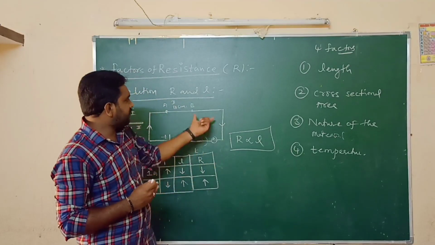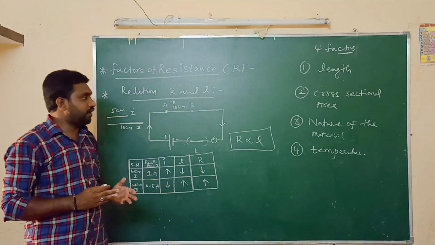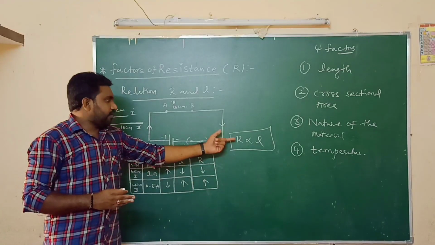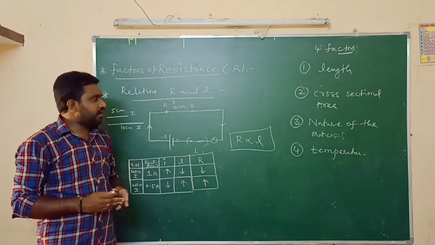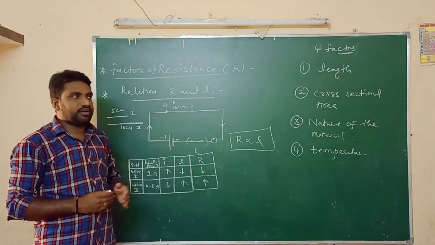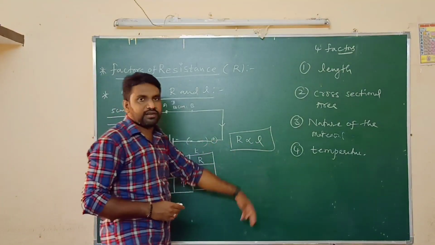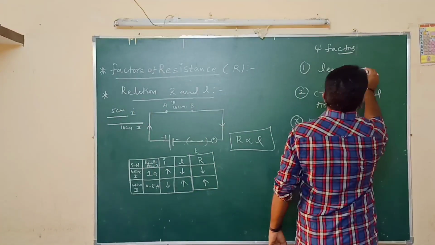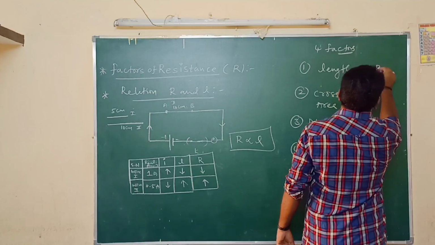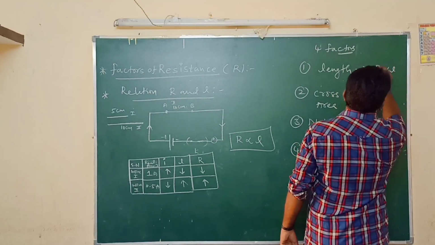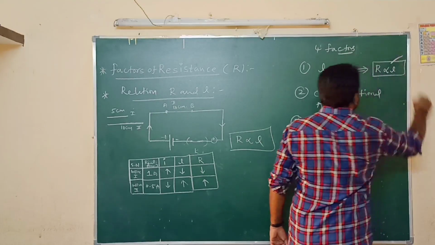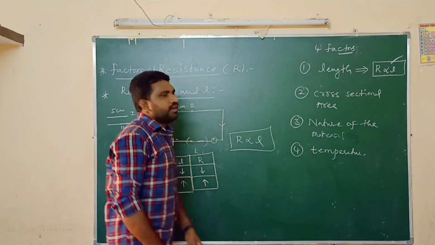That's why when the length of the conductor increases, its resistance also increases. So what we can write is, resistance is directly proportional to length. This is the relation between resistance and length. Resistance is directly proportional to length.